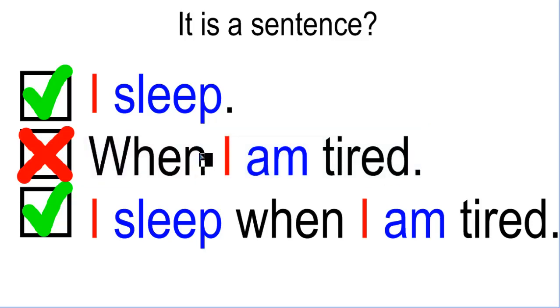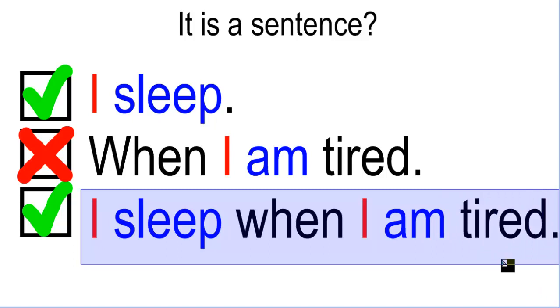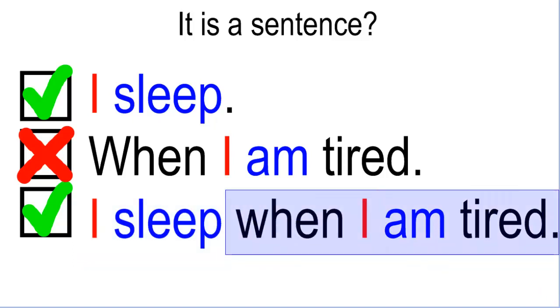Even though it possesses a subject and a verb, it's not a sentence. A lot of the times in our English classes we tell you, yes, your sentence has to have a subject and a verb. And it's true. But having a subject and a verb doesn't necessarily imply that that's a sentence. It's possible that it's something like, in this case, I sleep when I am tired.